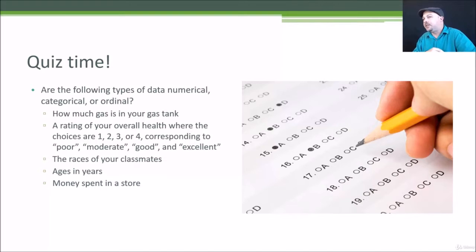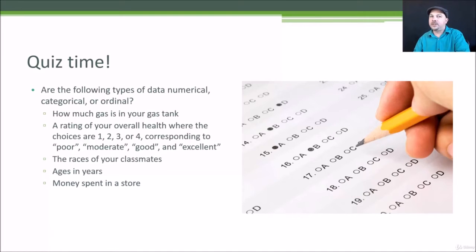And finally, money spent in a store. Again, that can be an example of continuous numerical data. So again, this is only important because you might apply different techniques to different types of data. So there might be some concepts where we do one type of implementation for categorical data and a different type of implementation for numerical data, for example.